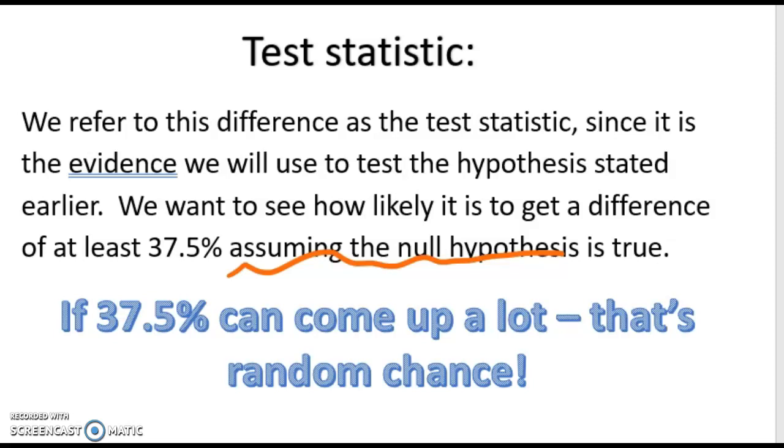So we want to test to see if 37.5 comes up a lot. If it comes up a lot, that's random chance. So before we were looking, if there's a dot above the line, that's random chance. But now we are starting to define how much random chance we can use. Is 1% enough to really say that there's a change in ability? Or is 1% enough to say that there's the same ability? So we're testing to see if 37.5% comes up a lot, and we'll talk about what a lot means in the next video.